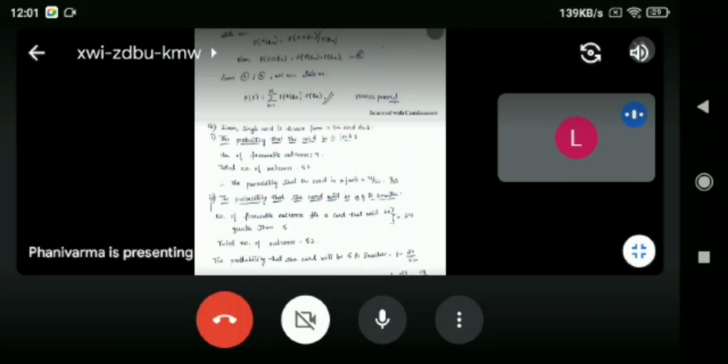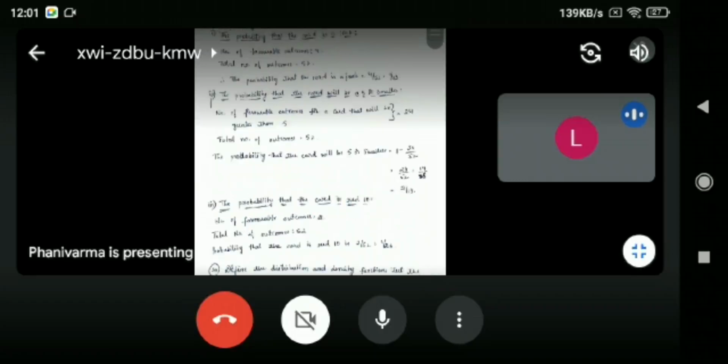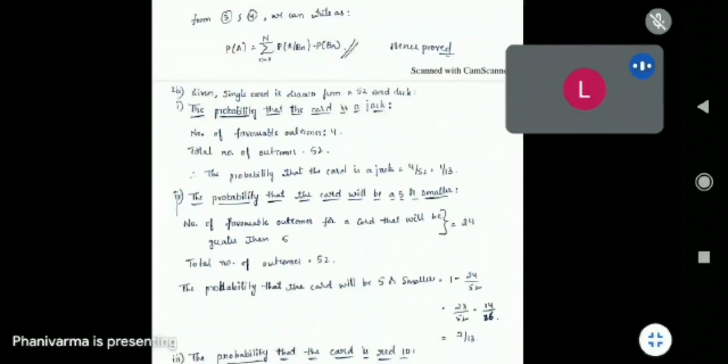Next one is the question where a single card is drawn from a 52 card deck, and we want the probability that the card is a jack. The number of favorable outcomes is 4, and the total number of outcomes is 52. So we divide 4 by 52, where we get 1 by 13, which is the probability that the card is a jack. What is the probability that the card will be a 5 or smaller? The total number of outcomes when we pick a card that is 5 or less than 5 is 24, and the total number of outcomes is 52.